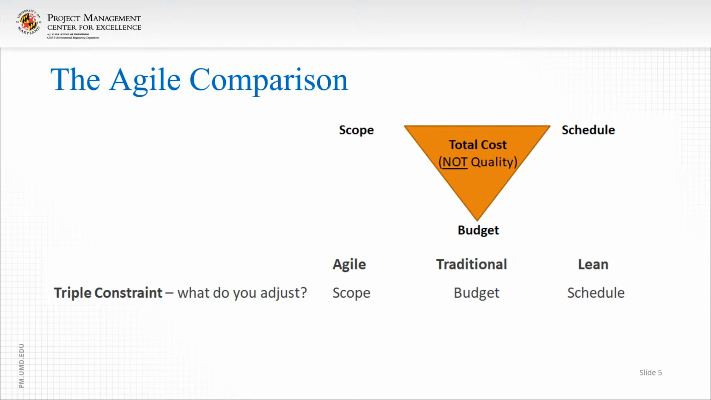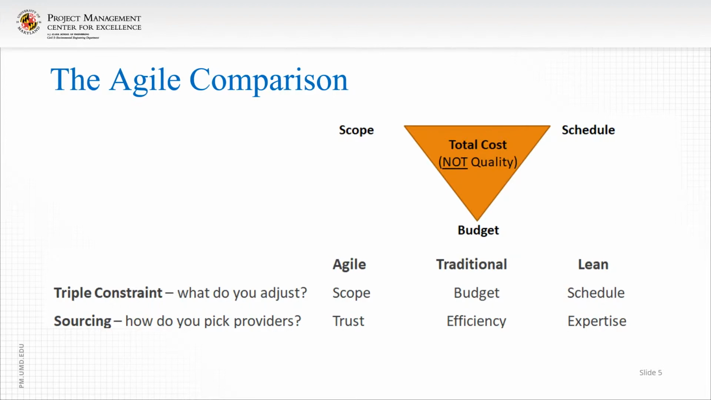For Agile, what we do is we fix budget and schedule, and we have a team for a certain amount of time. And the question is, how much can we get done within that time? When it comes to traditional, we fix scope and schedule. We know what we want and when we want it. And the question is, how much is it going to cost? And when it comes to lean, we have a scope and we have a budget, so a problem to solve and money to solve it with. And the question is, how quickly can we solve it? Or what time is it going to take?